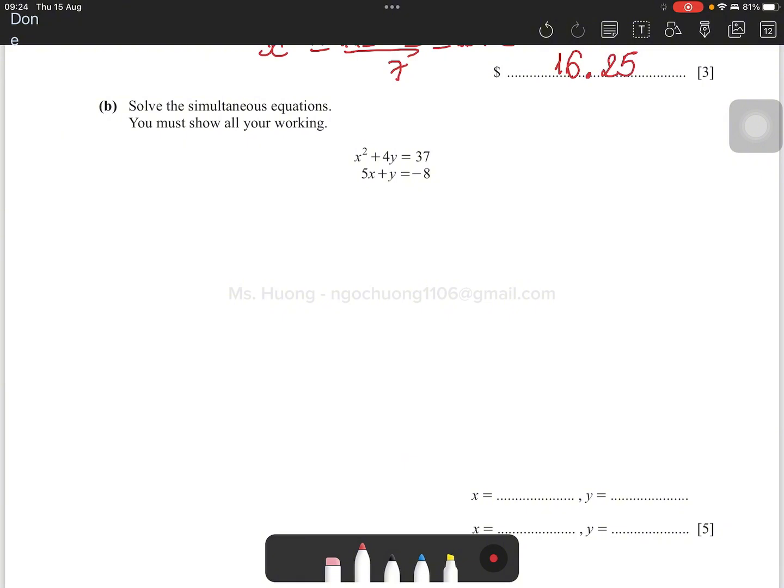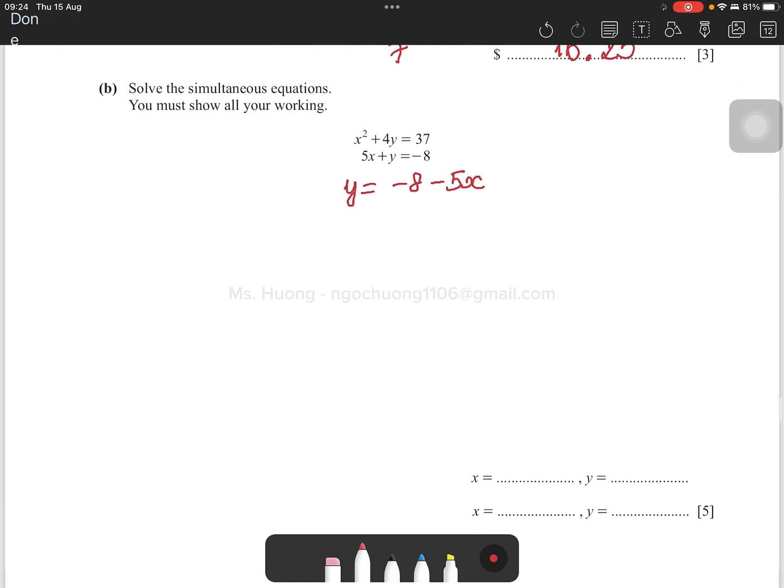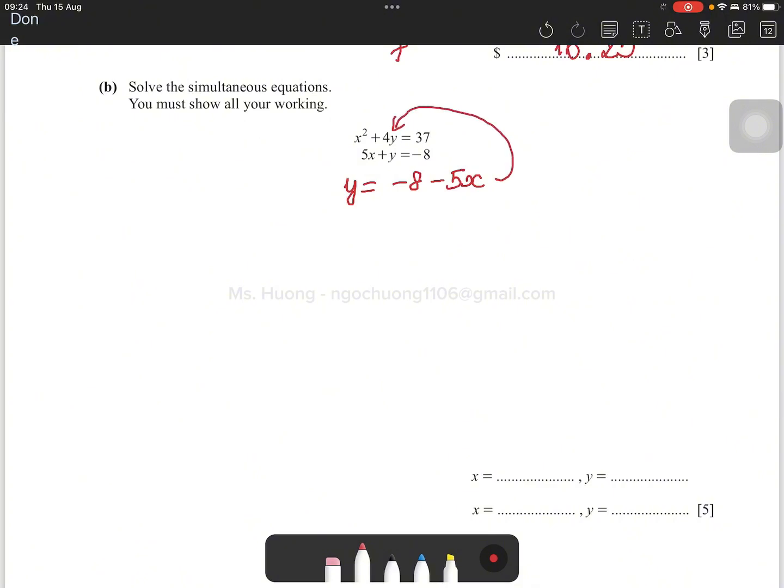B. Solve simultaneous equations, you must show your working. We see that the first equation has x squared, so we should start from the second equation, which is only x and y. We will make y the subject. y is equal to negative 8 minus 5x, and I will substitute this into the first equation. So the first equation becomes x squared plus 4 times y, where y is negative 8 minus 5x, and it is equal to 37.